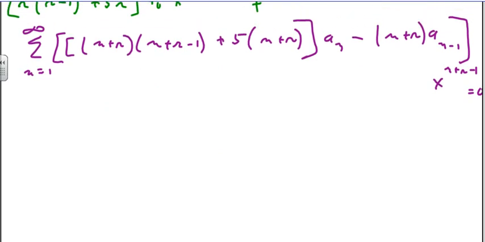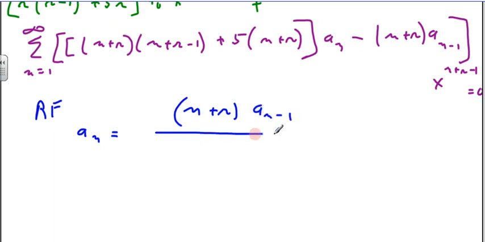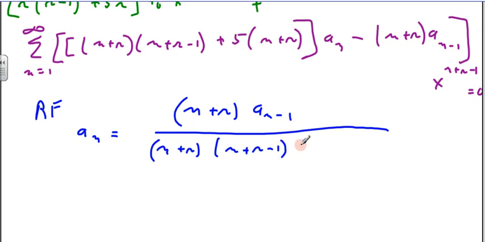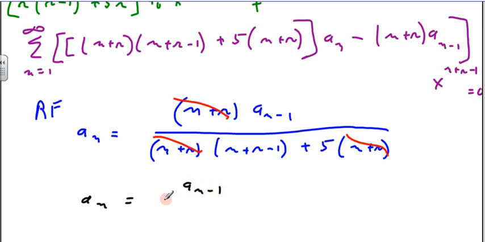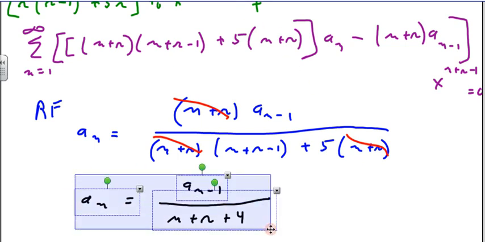Okay, so my recurring formula, a_n is equal to n plus r a_(n minus 1) divided by n plus r times n plus r minus 1 plus 5 n plus r. And I look at that a little bit and I say I got an n plus r there, and n plus r there, and n plus r there. And so I got a_n is equal to a_(n minus 1) divided by n plus r plus 4. Okay, so that seems simple enough. We'll copy that, put it on the next page.